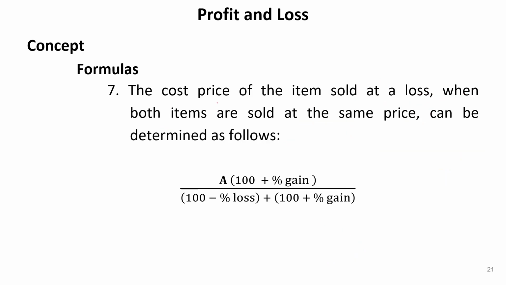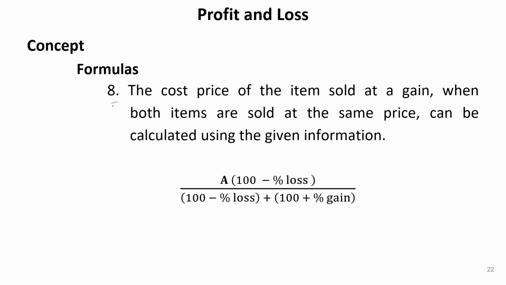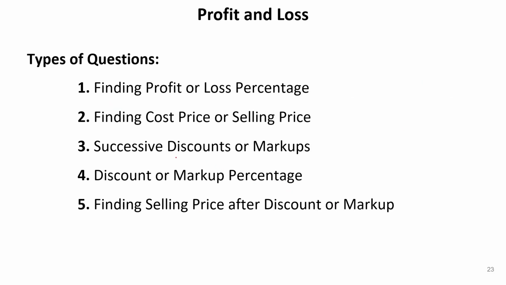Okay. So the cost price of the item sold at a loss, when both items are sold at the same price, can be determined as follows. That is A into (100 + percentage gain) whole by (100 - percentage loss) + (100 + percentage gain). So the eighth kind of formula will be the cost price of an item sold at a gain when both items are sold at the same price. So can be calculated using the formula what? A into (100 - loss percentage) whole by (100 - loss percentage) + (100 + gain percentage).